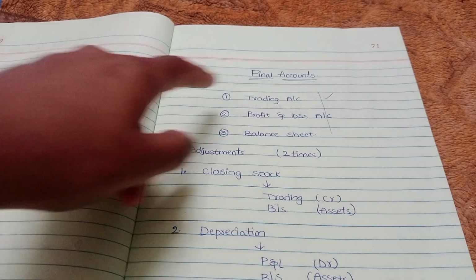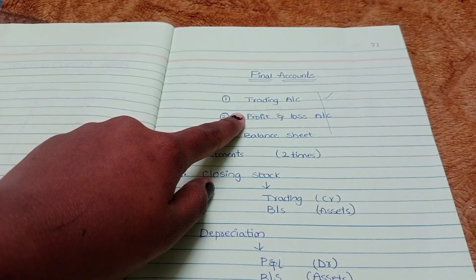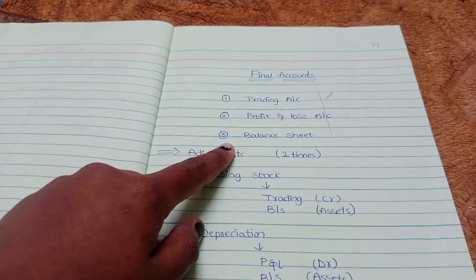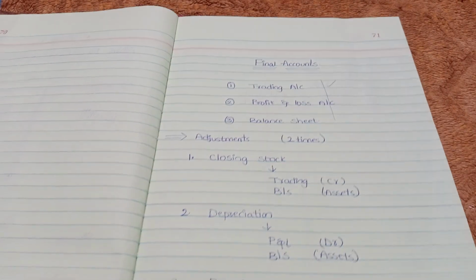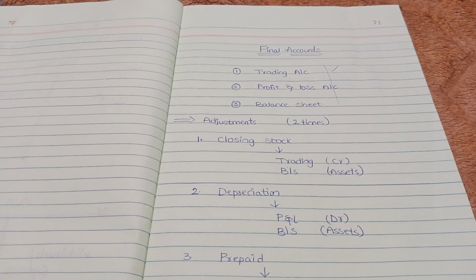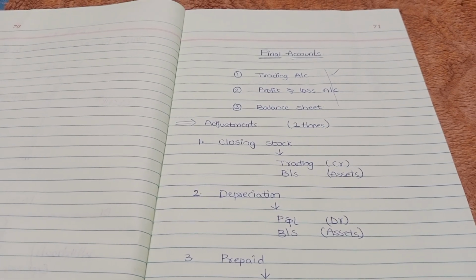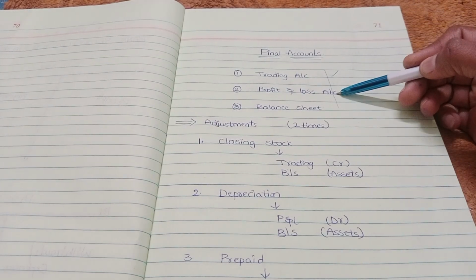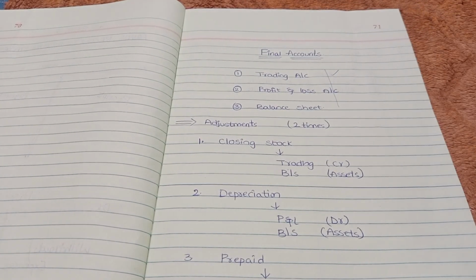So the trading account is factory related, the profit and loss account is company related, and the balance sheet is assets and liabilities. And the most important and crucial part is adjustments. Adjustments are entered twice, whether it may be trading account or P&L account, trading account or balance sheet, or profit and loss account, whatever it may be.